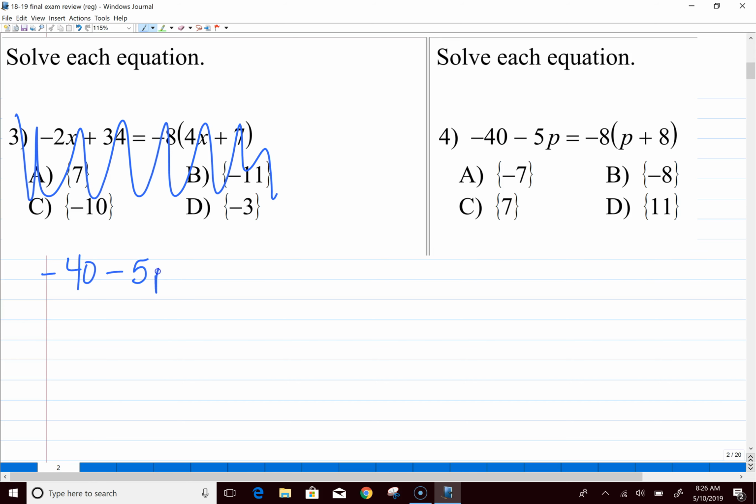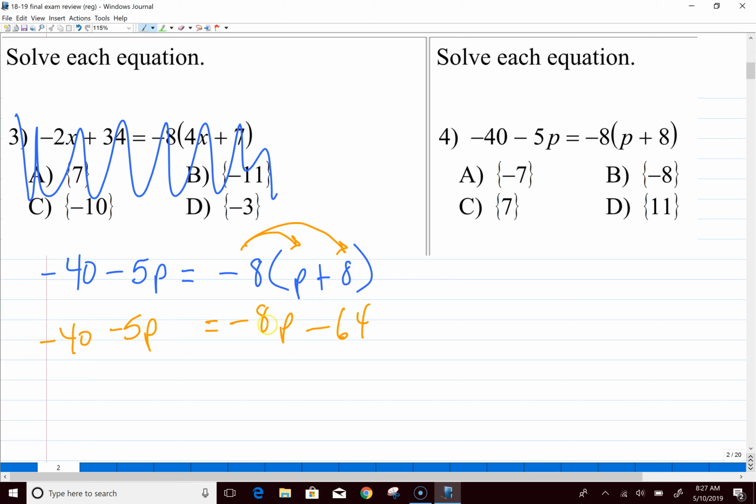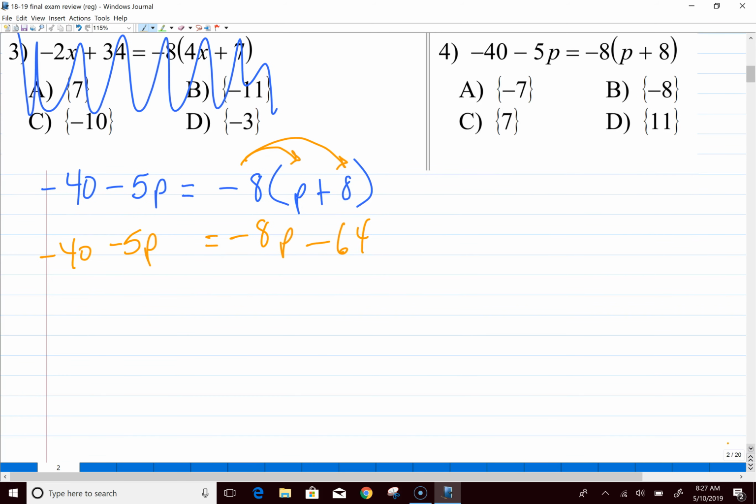Negative 40 minus 5p is equal to negative 8 times p plus 8. Distribute. Negative 8 times p is negative 8p. Negative 8 times 8 gives us a negative 64. Bring the rest of the equation down. I have the letter p on both sides. This is when I like to move the smaller one. Which one's smaller, the negative 5 or the negative 8? Negative 8 is smaller. So how do you move a negative 8? You put a plus 8p.